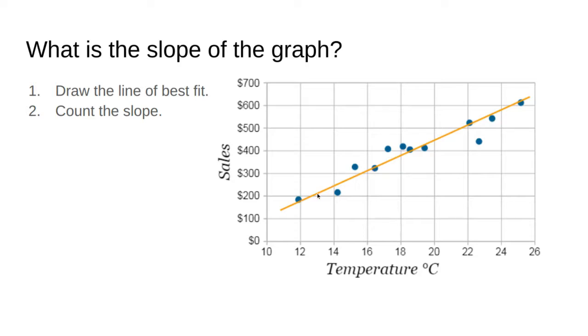Okay, so you're not looking at these individual, the blue points. Now you're only looking at your straight line, your line of best fit or your trend line, and you're counting the slope between those. So your rise over your run. That is how you would find the slope or the rate of change on a scatter plot.